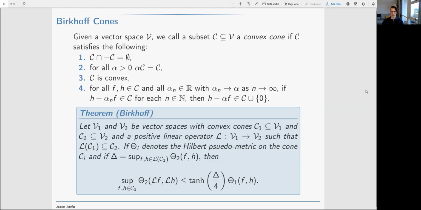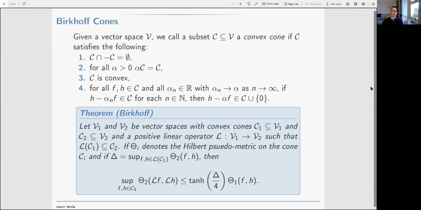Okay, so our positive linear operator L is a contraction from, say, cone 1 into cone 2. And we have an explicit formula that our contraction factor is the hyperbolic tangent of the diameter of the original cone divided by 4. So this is going to be very handy if we know that we have a finite diameter image, because we know that we're contracting by a very specific amount each time. And thus, if we keep pushing forward, we're contracting to something that has diameter 0. So we're going to some sort of fixed point.